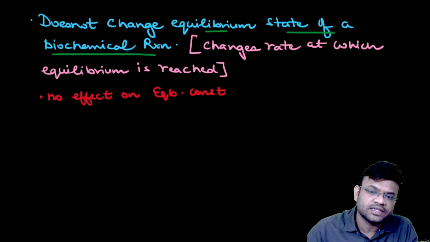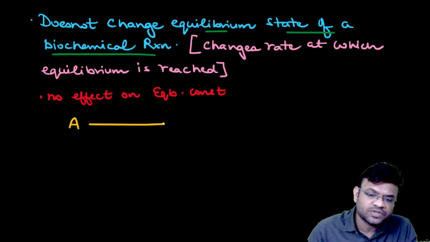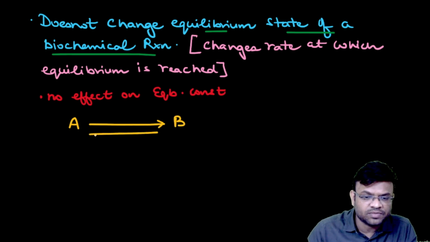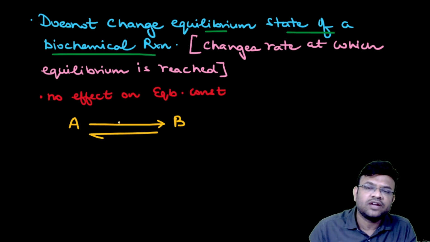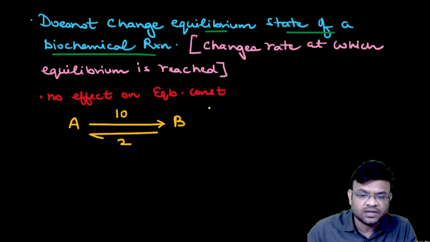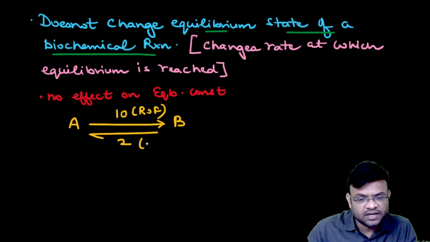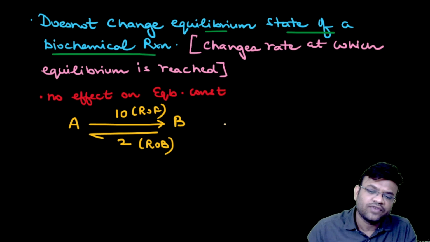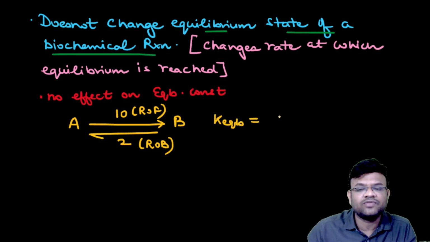Let us understand this. Suppose a reaction, a substrate A is getting converted into B, and this reaction is reversible. Let us say that the rate of the forward reaction is 10 and the rate of the backward reaction is 2. I'm just writing it over here, rate of forward reaction, and this is rate of backward reaction.